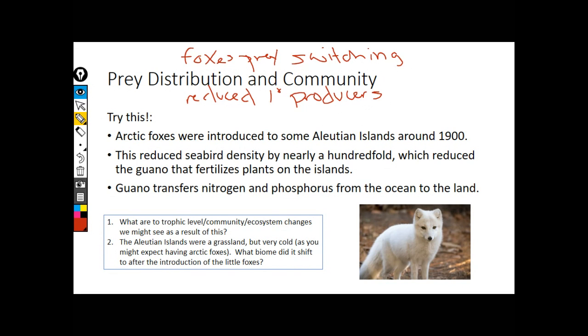We're going to turn this into a barren wasteland. It's Maine with Arctic foxes. We didn't have Arctic foxes. It would have been way better.